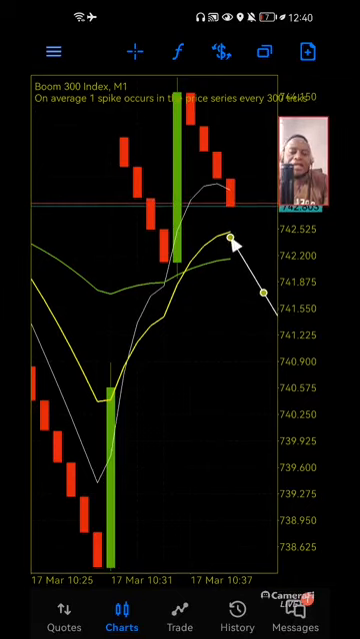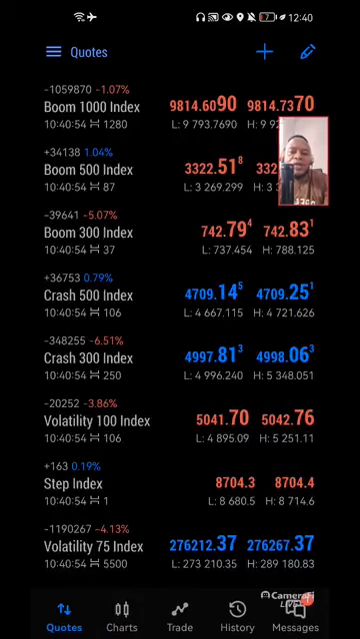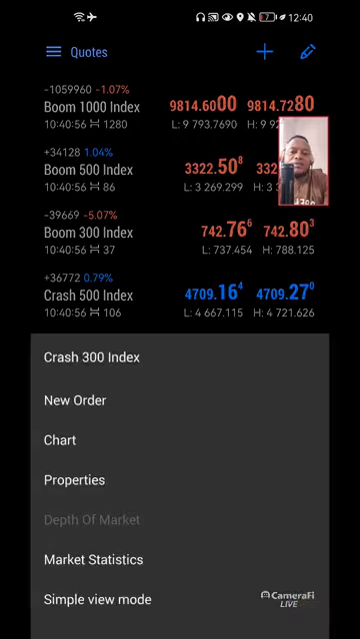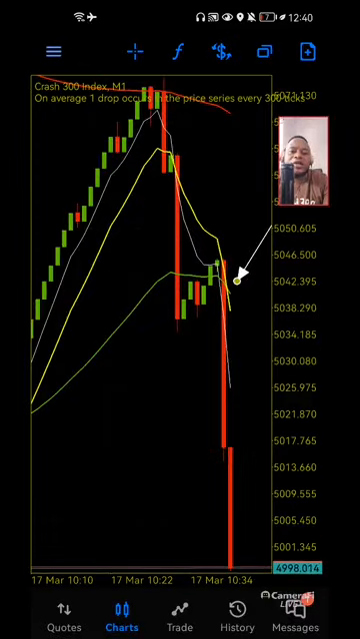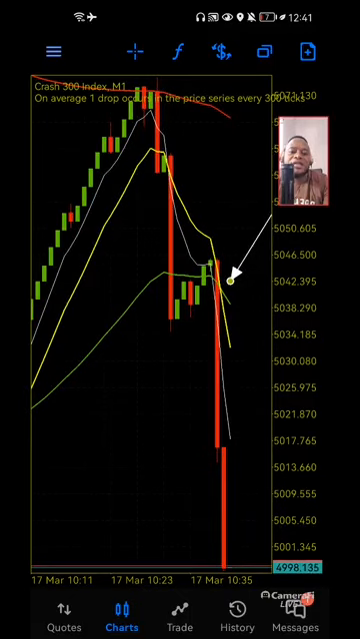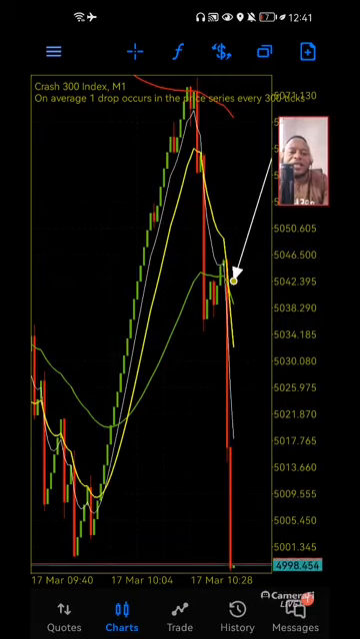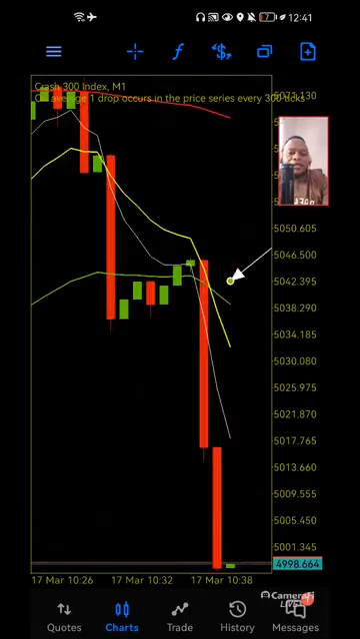Hey, Crash 300 is doing wonders. Doing the most. Check, okay, it's happy since we got our sell signal there. I told you it's a sell signal. It's a lady spike. Crash 300.